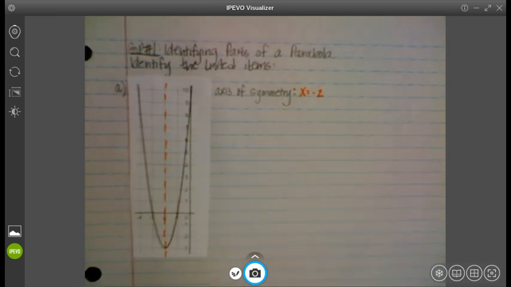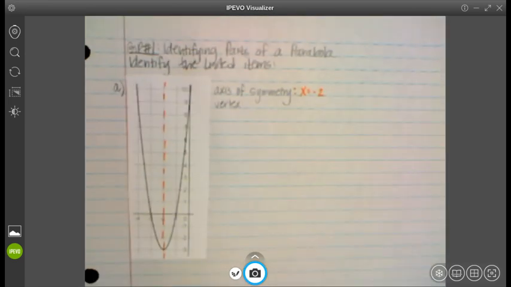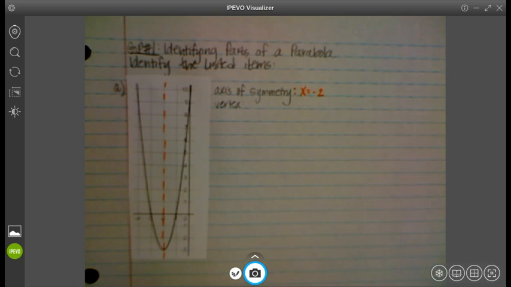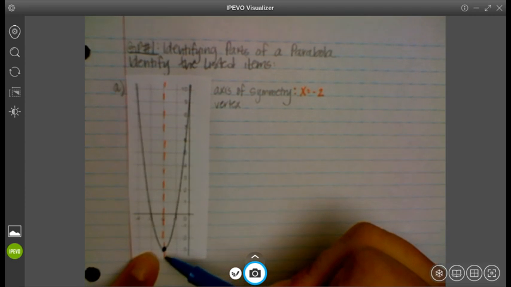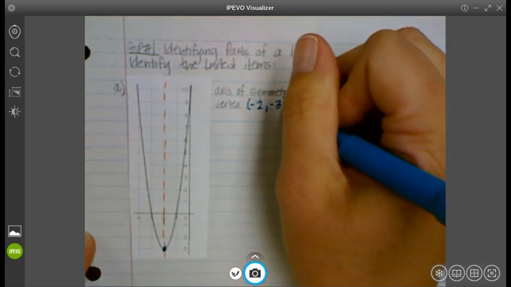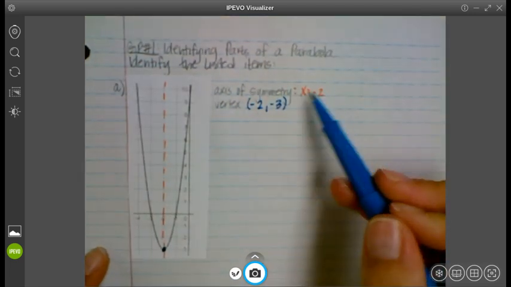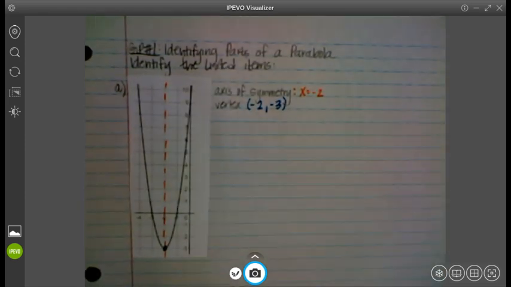The next thing we're going to identify is the vertex. And the vertex is the highest or lowest point on the graph. It is also the point on the graph that our axis of symmetry intersects. So this point right here is our vertex, and that is the point -2, -3. Now keep in mind that the axis of symmetry and the x-value of the vertex are always going to be the same value. We just write them differently.